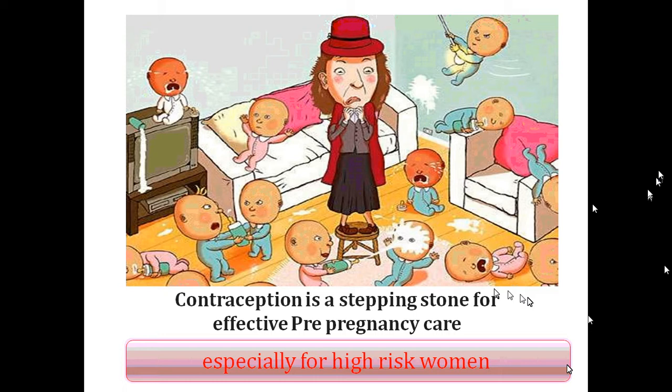Who can use POPs? Women of any reproductive age, of any parity, including nulliparous women, who want effective protection against pregnancy, who are breastfeeding 6 weeks or more postpartum and need contraception, who are postpartum and not breastfeeding, who are post-abortion. Who shouldn't use POPs?